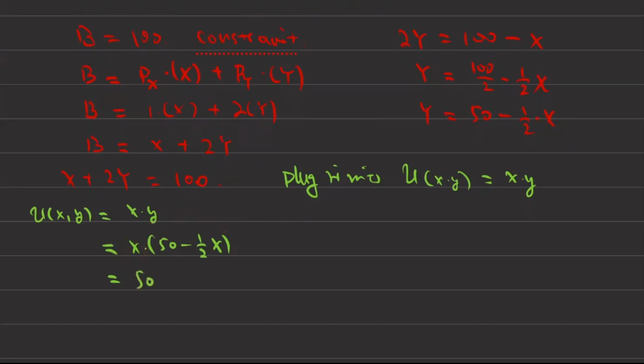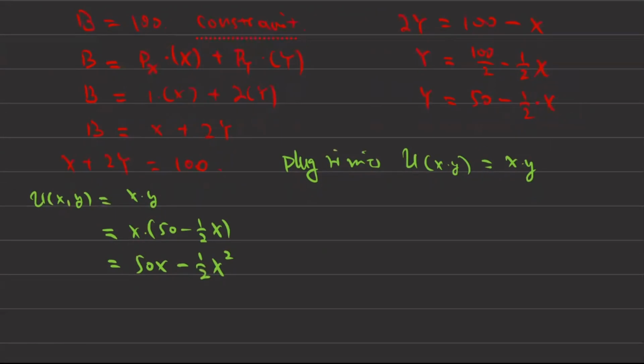So this becomes 50x subtract half x squared. Now, this is really just a quadratic formula. You can use whatever you want to solve it. You can use a calculator, you can use a formula, you can solve it whatever you want. So for me, I am going to set the derivative to 0, and then I'm going to solve for x by setting the derivative of u with respect to x equal to 0.